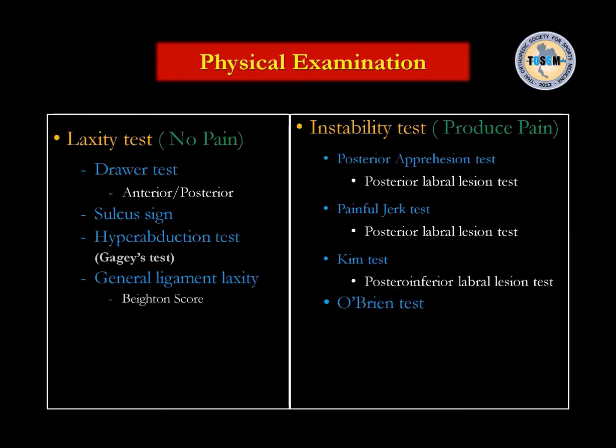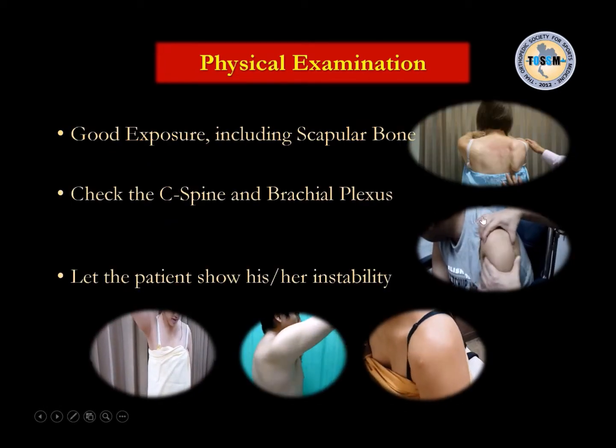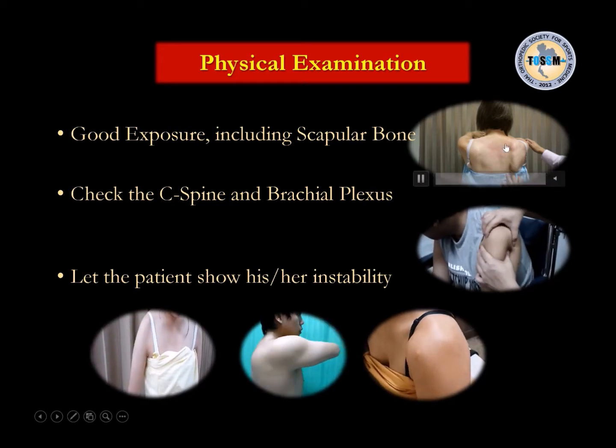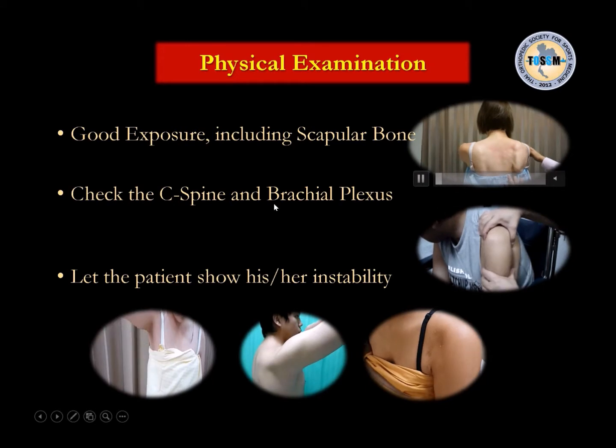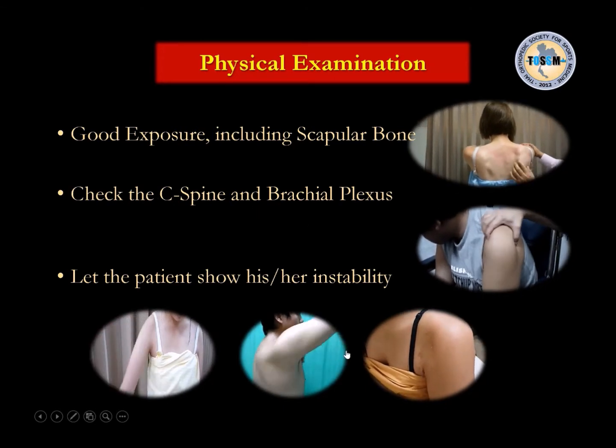So first you need to classify the examination, laxity test or instability test. The laxity test shows the loosening, but the instability test produces pain. So it's not the same. You need to check also the scapular bone. Sometimes they combine with a winging scapula. Sometimes a patient may have cervical spine or brachial plexus injury that can cause laxity of the joint.